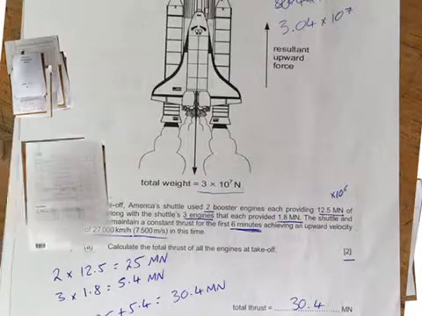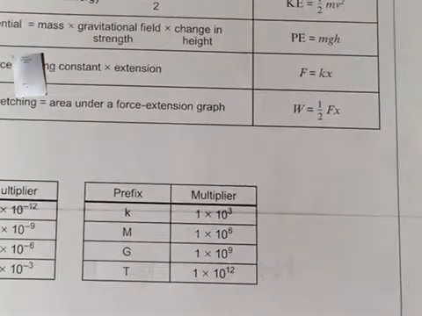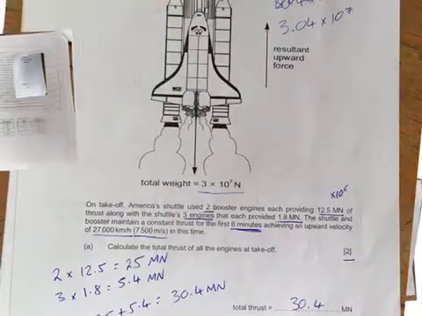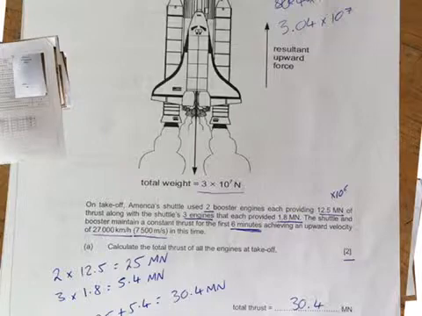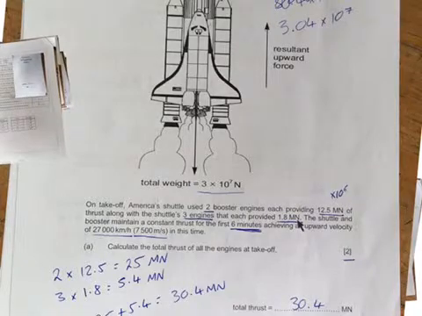And if we just show you what a mega is, there it is, look. It's times 10 to the power 6. It's going to be 6 zeros after that, and I've written it there. Of thrust along with the shuttle's 3 engines that each provide 1.8 meganewtons. Now it said there it had 5 thrusters, 5 engines.